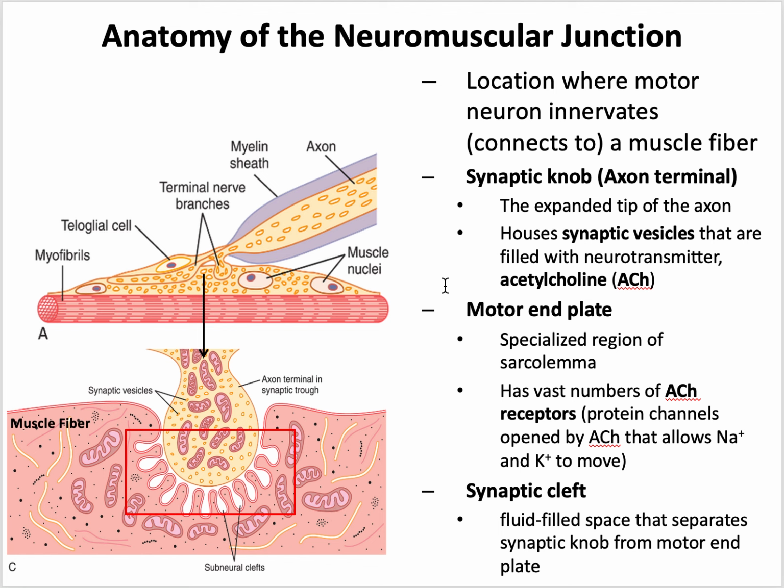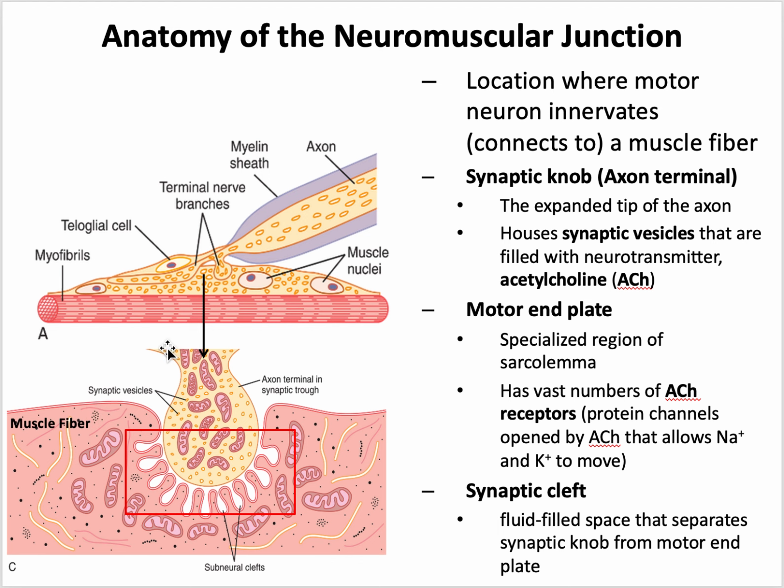Here's another one, and we're going to go into a little more detail about the anatomy of the neuromuscular junction. So here's our myelinated axon. Most of these motor neurons are going to be large fibers myelinated so that they can conduct impulses very quickly to the skeletal muscles. So here's our myelinated axon coming down, and then we have a synaptic knob or axon terminal, that's going to come and innervate a skeletal muscle fiber cell.